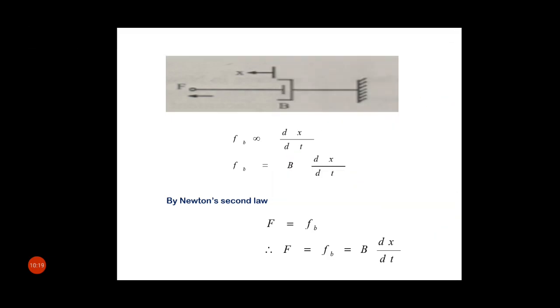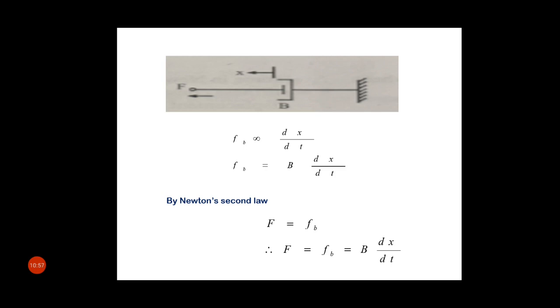See, an ideal dashpot with one end fixed, see the figure. When a force F is applied, then the dashpot produces a reactive force, represented by small f suffix b, and this is proportional to the velocity. So Fb is proportional to dx/dt. This is the first derivative of displacement, which obviously is the velocity.